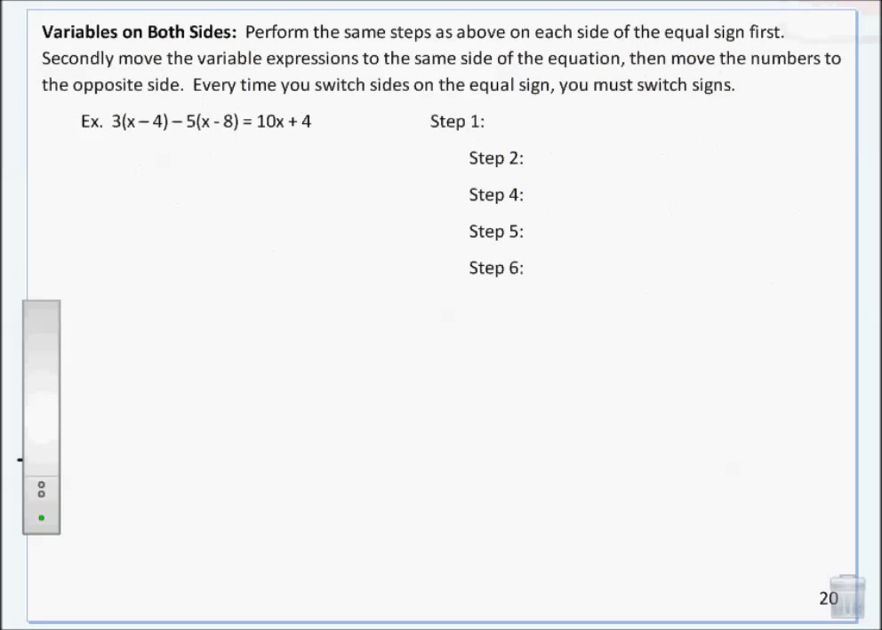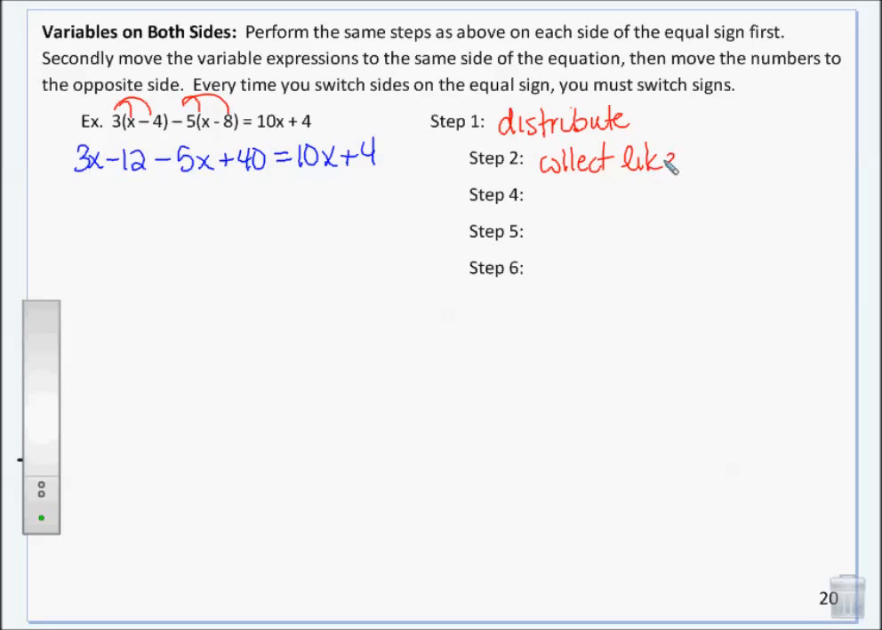Right, sometimes we have variables on both sides of the equation. The steps are pretty much the same as far as initially. We just have to move things both ways. So the first step is still going to be to distribute if necessary. Alright, so I'm going to distribute that 3, and I'm going to distribute that negative 5. Okay, and my next step is still going to be to collect like terms. Okay, so on the left-hand side, I've got 3x minus 5x, so that's negative 2x. And I have negative 12 plus 40, so that's positive 28. It is equal to 10x plus 4.